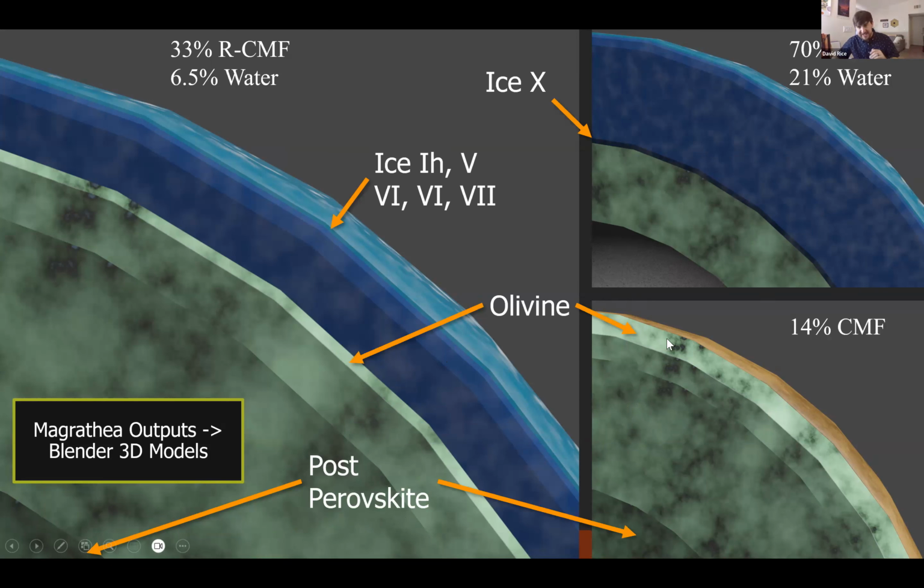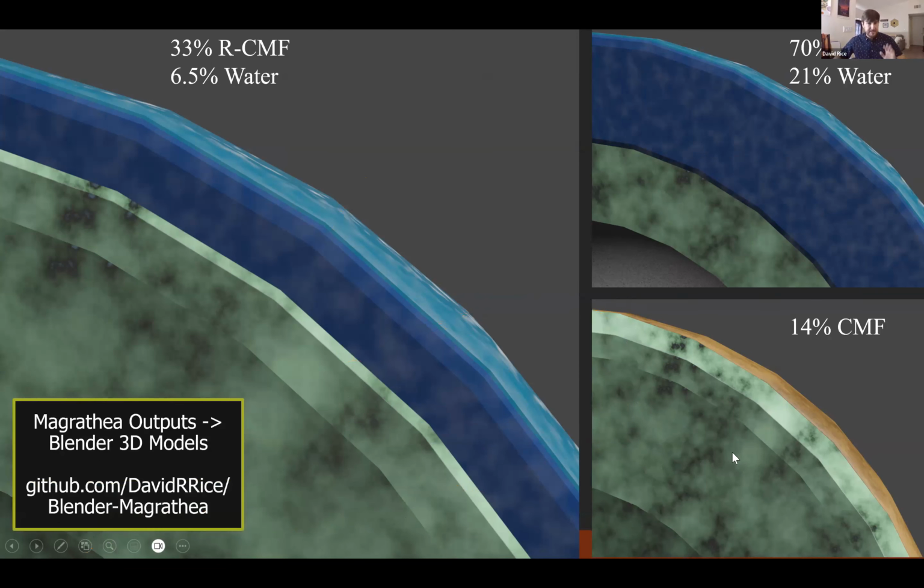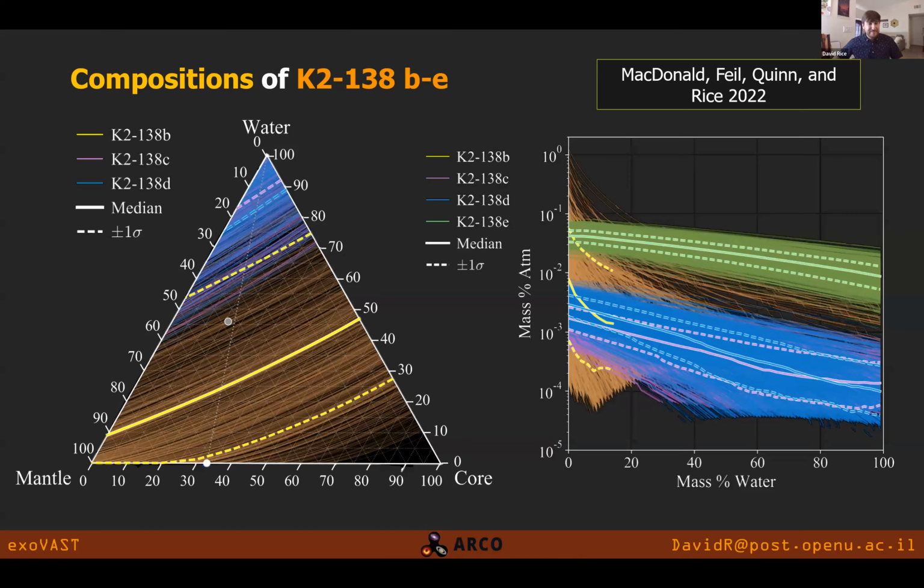So that's a fun thing we have in a separate GitHub. You can see github.com/davidrwright/blender-magrathea. It's a fun thing to do. And also looks great in papers too. So you might be wondering about bigger planets.